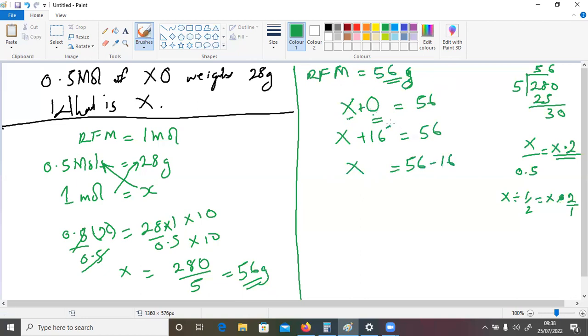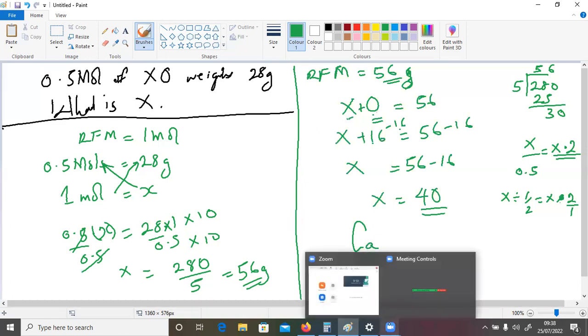So here it is like minus 16 one side, minus 16 the other side. So this one becomes 0. The other side becomes x is equal to 56 minus 16, which becomes 40. What element has a mass of 40? It's calcium. Okay. All right.